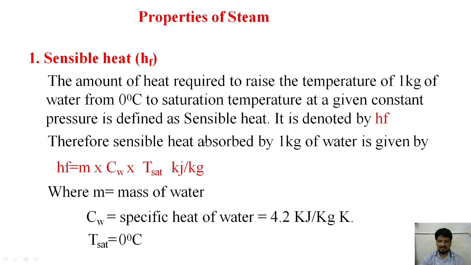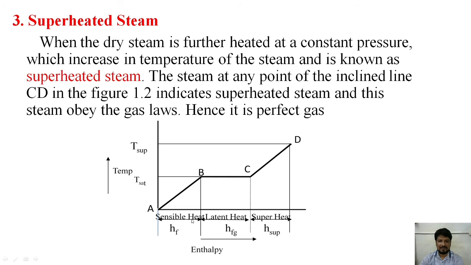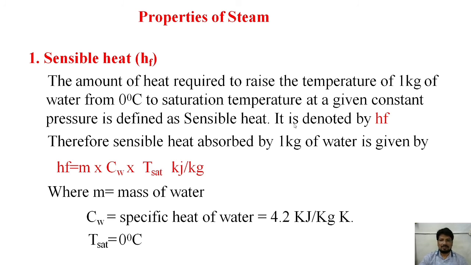So where is the sensible heat? Here, from A to B, the heat absorbed during this process is nothing but the sensible heat, denoted by HF. The next one is HFG, the latent heat, from B to C1. Then C to D is the superheated one. So these things we are defining here, and the sensible heat is denoted by HF.